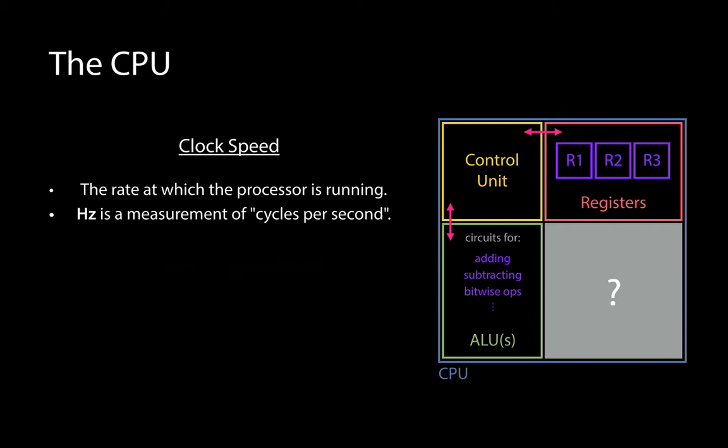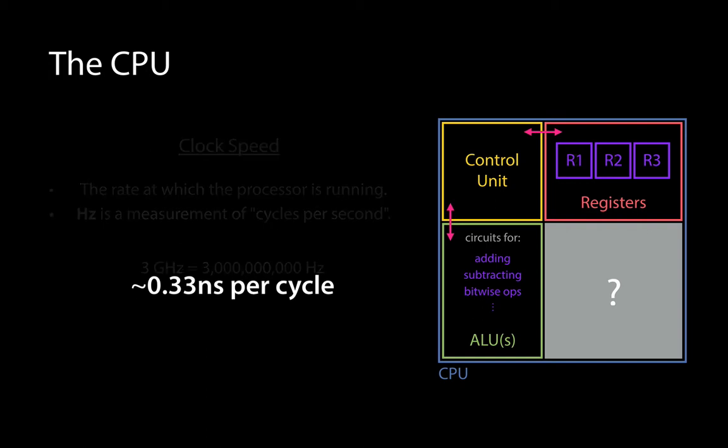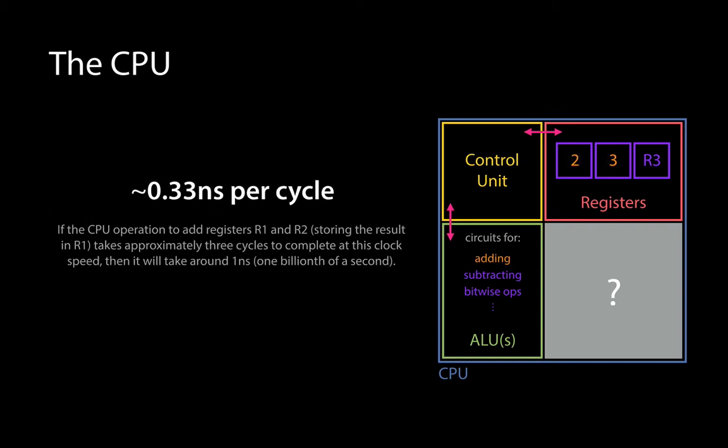So if a processor has a 3 gigahertz clock speed, that means it has a clock speed of 3 billion hertz. That's 3 billion cycles per second. And because the processor can do 3 billion things in 1 second, this works out to a third of a nanosecond per cycle for a processor running at a 3 gigahertz clock speed. At the end of the day, optimizing software for speed usually comes down to using fewer CPU cycles. So if we have a third of a nanosecond per cycle, then if a CPU operation takes approximately 3 cycles to complete at this clock speed, then it will take around 1 nanosecond. That's 1 billionth of a second to finish.